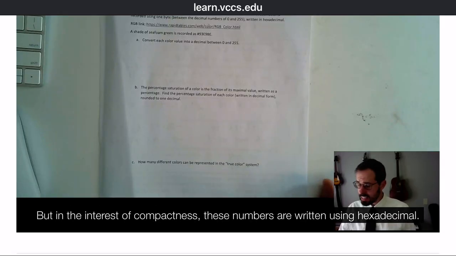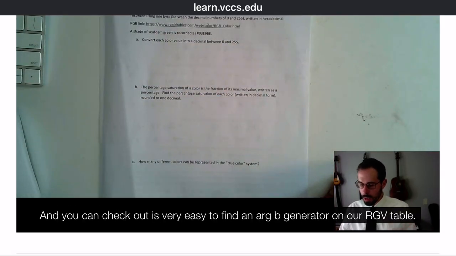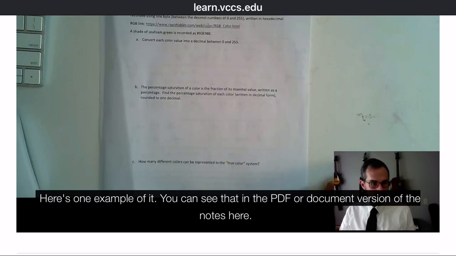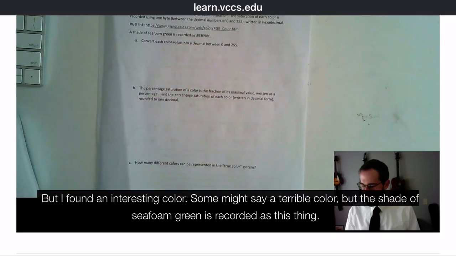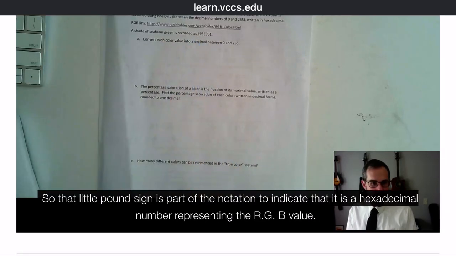But in the interest of compactness, these numbers are written using hexadecimal. It's very easy to find an RGB generator, an RGB table. Here's one example of it. You can see that in the PDF or document version of the notes here. I found an interesting color. Some might say a terrible color, but the shade of seafoam green is recorded as this thing. That little pound sign is part of the notation to indicate that it is a hexadecimal number representing the RGB value.